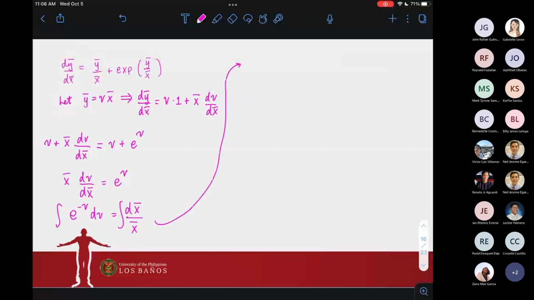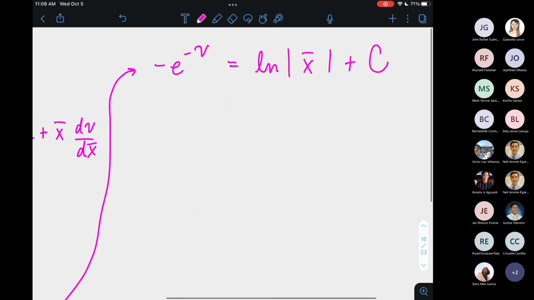Yay, madali yung integration. Di ako mahihirapan. Right? So integral ng e to the negative v dv ay negative e to the minus v plus an arbitrary constant which I'll just add to the other side. So ito ay magiging ln ng absolute value ng x bar plus the arbitrary constant c. Okay? And then babalik na lang ako sa variable na x at saka sa y, right?